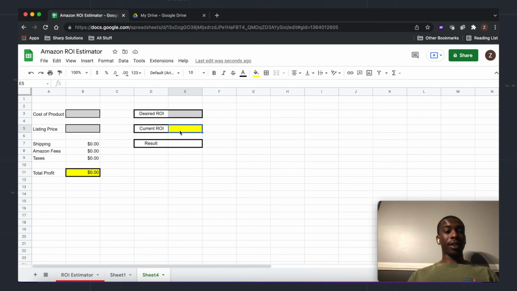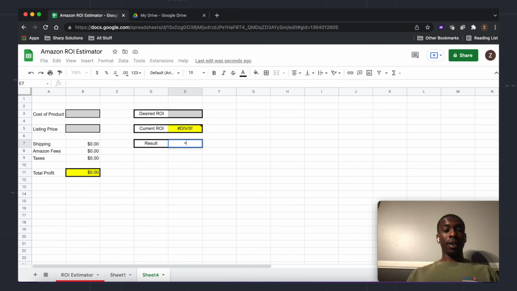Now we will come over here to your current ROI, and what we will say is equals, parentheses, your profit divided by what you paid for it, -1, and we will make that a decimal percentage. Then we will come down here to results, and this is going to be an if statement.